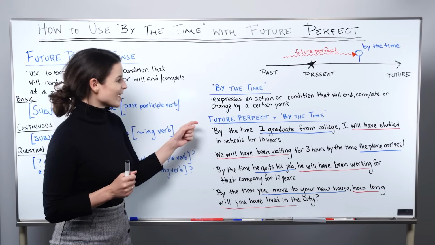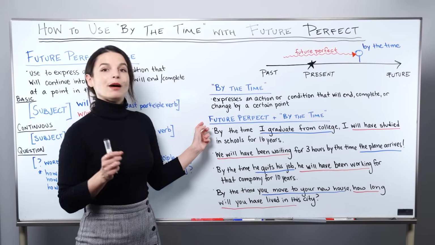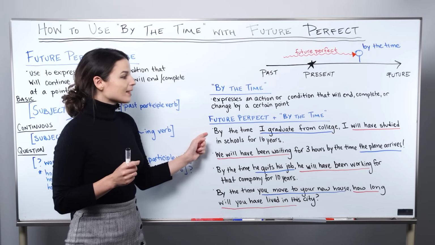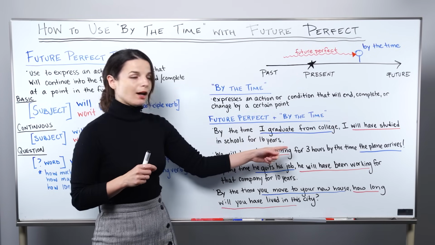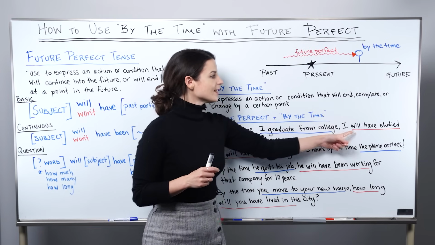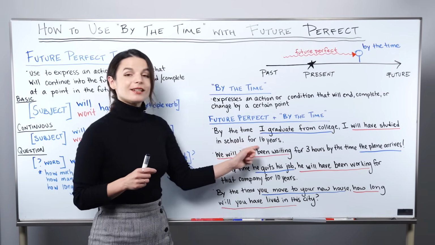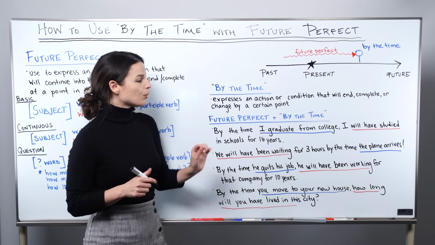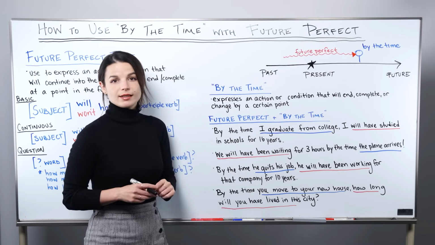So let's look at some examples. Future perfect plus by the time. Here's the first example sentence. By the time I graduate from college, I will have studied in schools for 16 years.